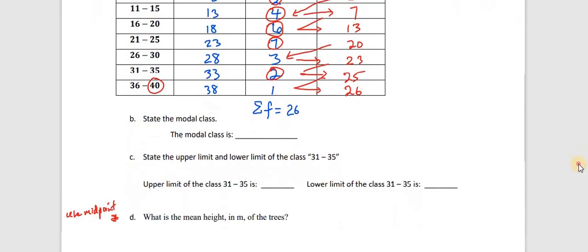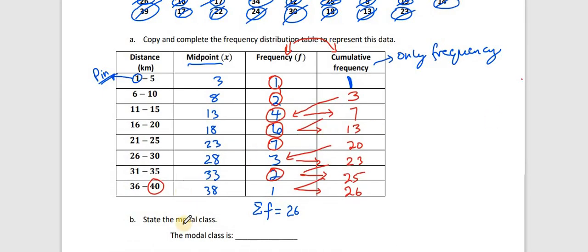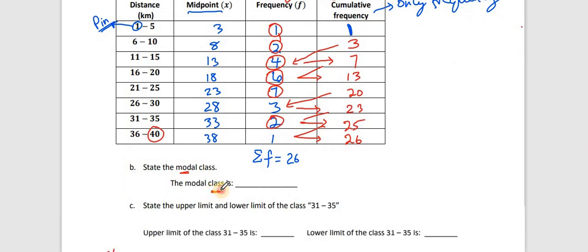All right, so here's this one. State the modal class. Mode means what? The most, right? So which class has the most persons in it? Which one of these classes? 1 to 5, 6 to 10, 11 to 15. So I want the modal class. The class is what I'm looking for. So you have to state something to something.